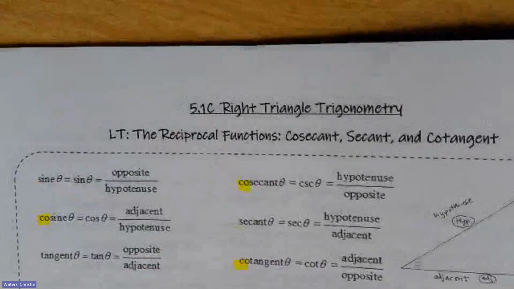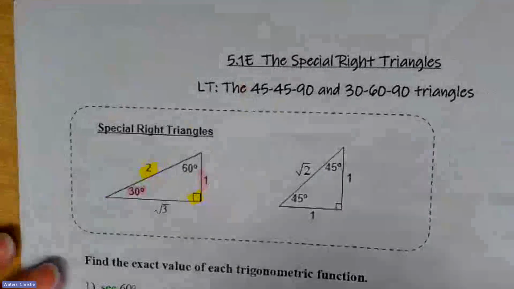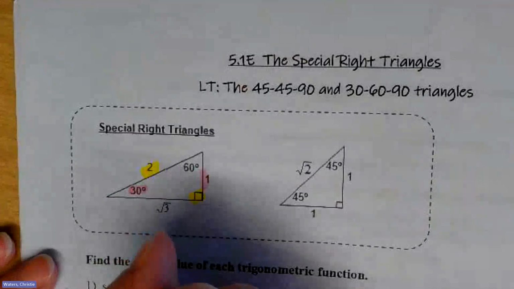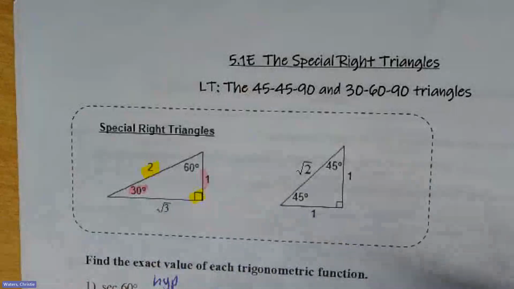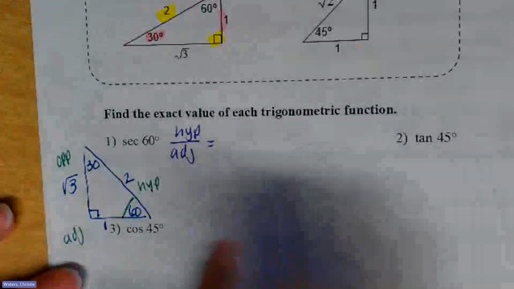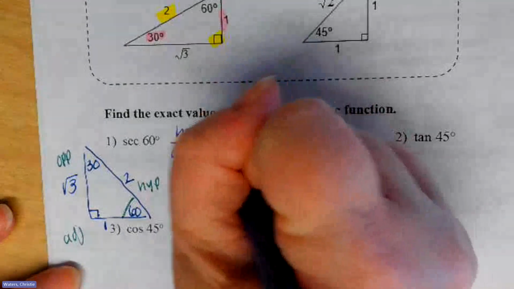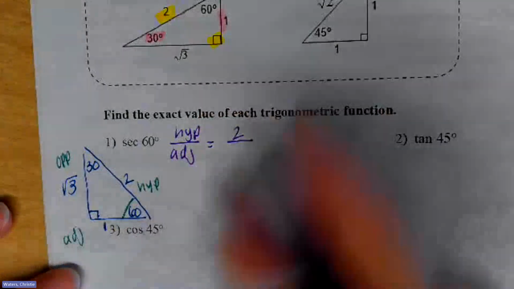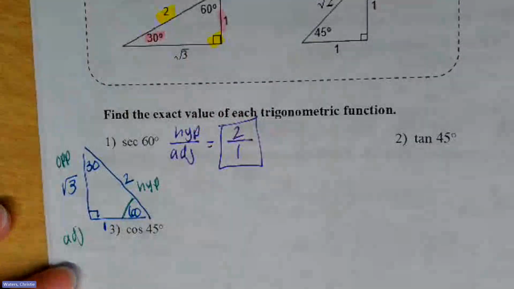So when I'm doing this problem here, I just need to remember that I should be using hypotenuse over adjacent. Looking at my diagram, it looks like I labeled the hypotenuse on the side length of 2, and the adjacent is on the side length of 1. So there we go. Secant of 60 is 2 over 1.